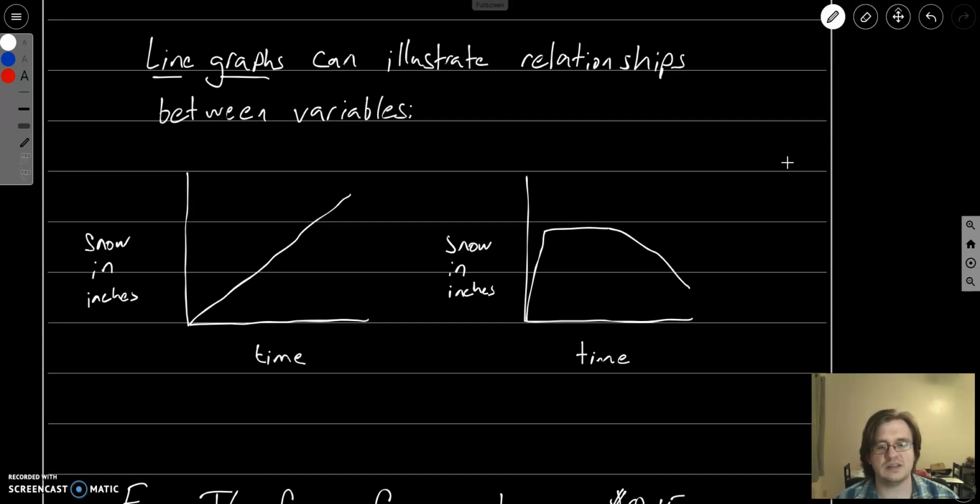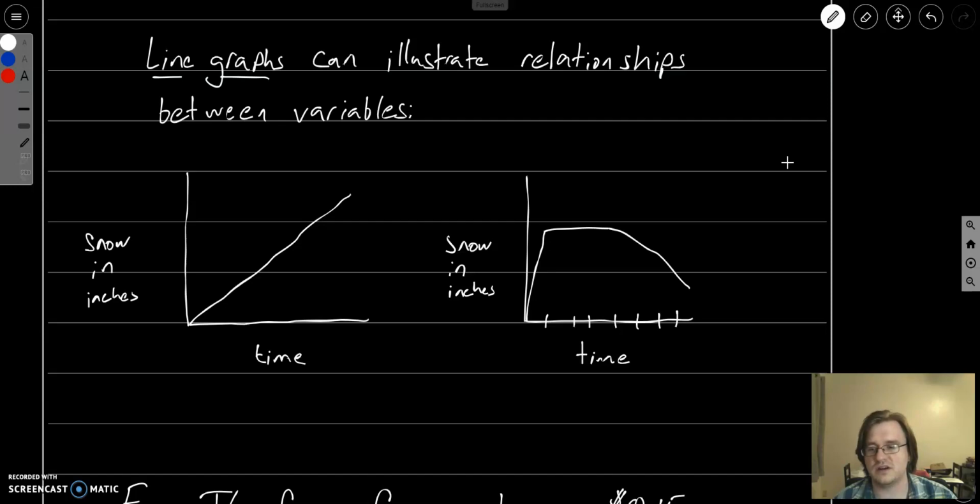Whereas this one, we can see that, say, the snow fell really rapidly. It was very steep and it went very high very quickly. But then there's a flat period where it wasn't snowing at all and the snow stayed around, and then maybe the snow started to melt afterwards. So we can tell all this just from the shape of the graph, and we can do even better if we have more specific information.